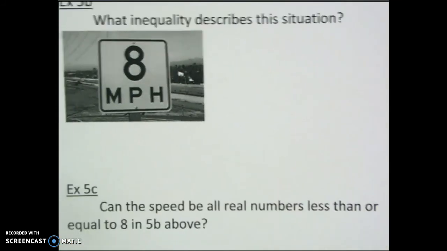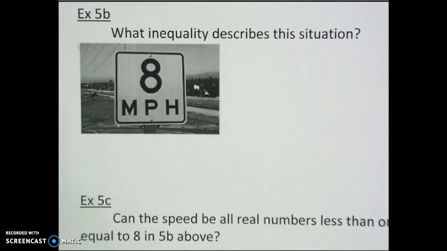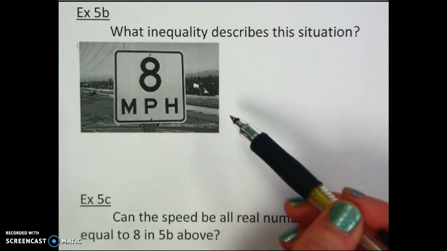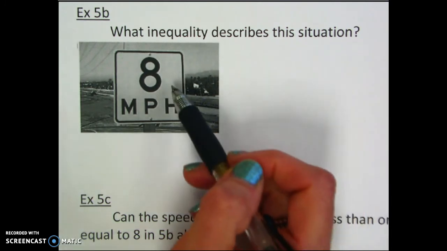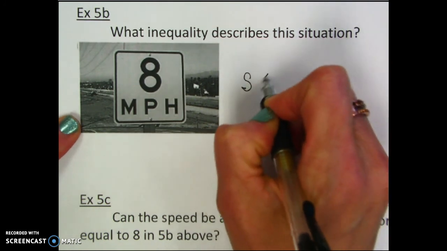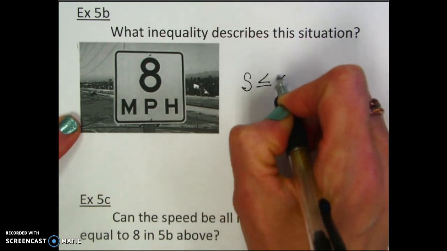All right, 2 more. What inequality does this situation describe? I don't know if I've ever seen an 8-mile-per-hour sign, but if you do see a speed limit sign, that is the fastest you can drive. So we could go slower than this. So our speed could be less than or equal to 8.